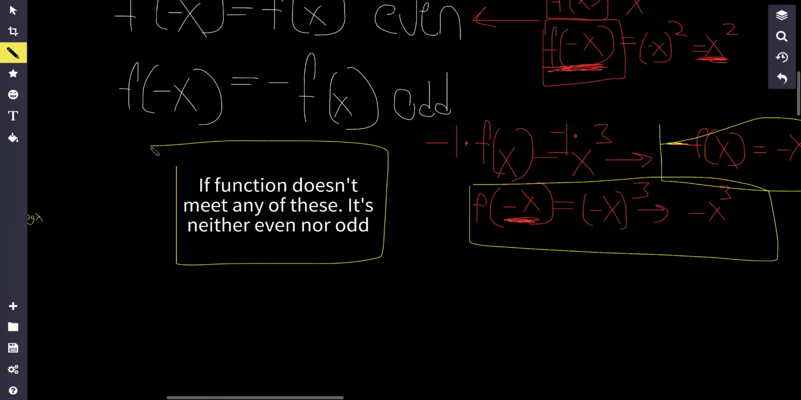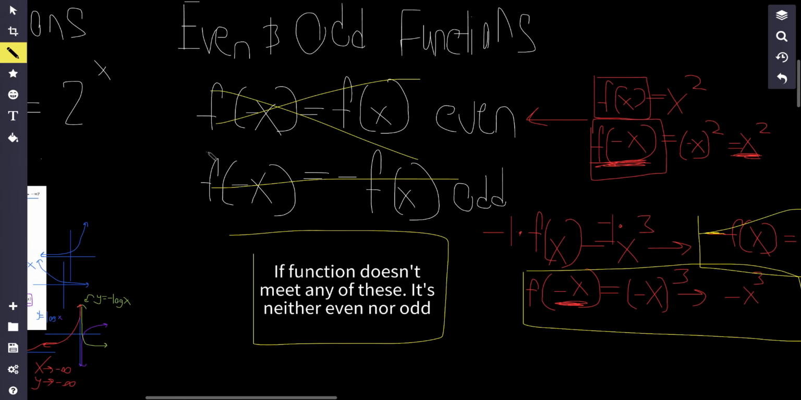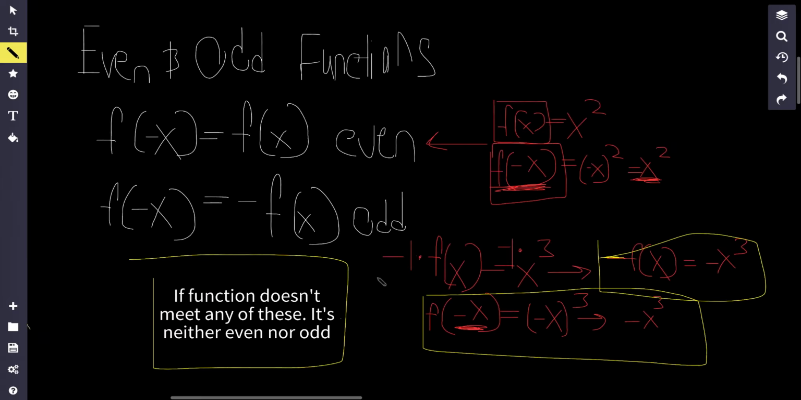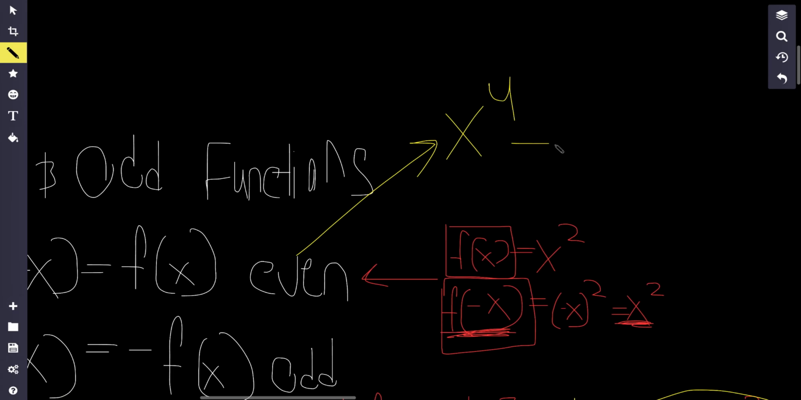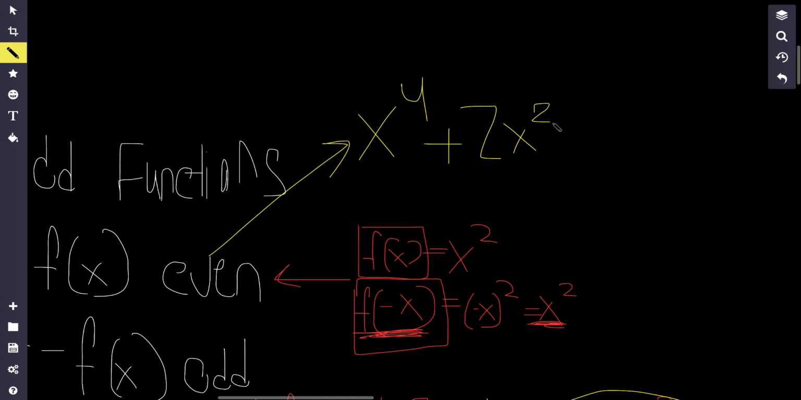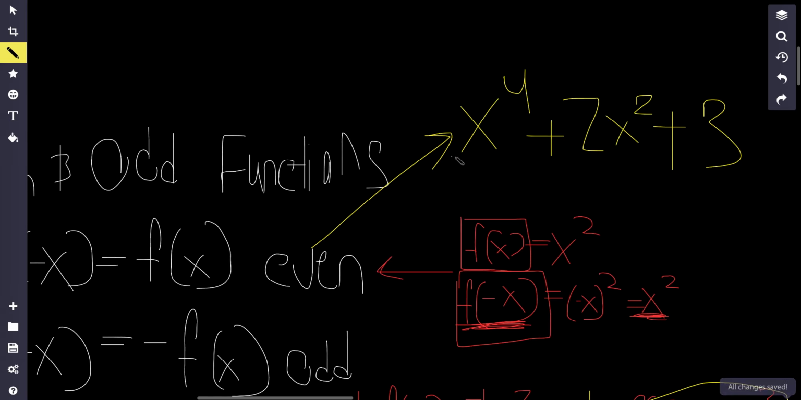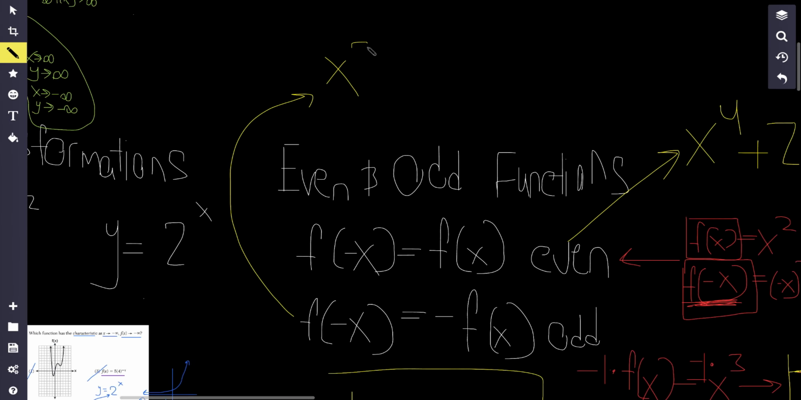And if a function doesn't meet any of these criteria, so it's not even and doesn't meet the odd criteria, then it's neither even nor odd. Now, an easy way to see if a function is even or odd is this: if you have a function where all the exponents are even, then it's going to be an even function. If all the exponents are odd, it's going to be an odd function.